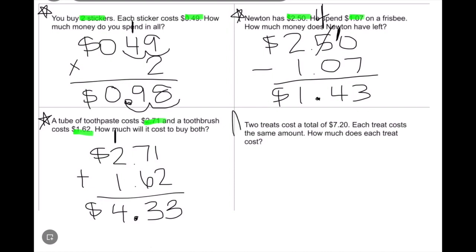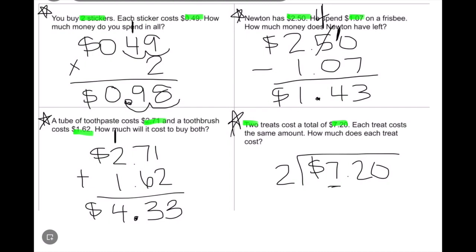And finally, 2 treats cost a total of $7.20. Each treat costs the same amount. How much does each treat cost? So we're dividing. We're starting with the total, and we're seeing how much it costs to buy 2 of them. So the $7.20 will go inside, and then the 2 will go on the outside.